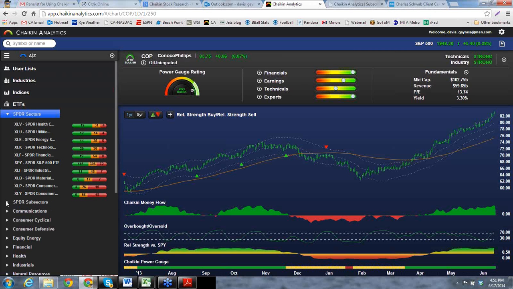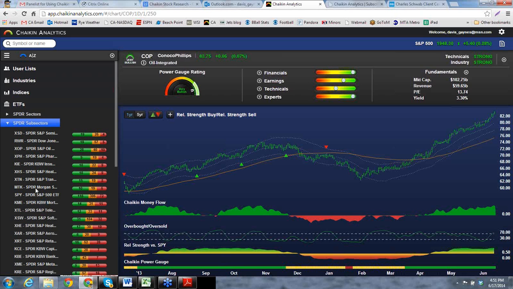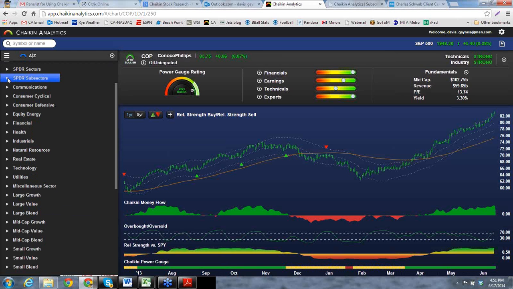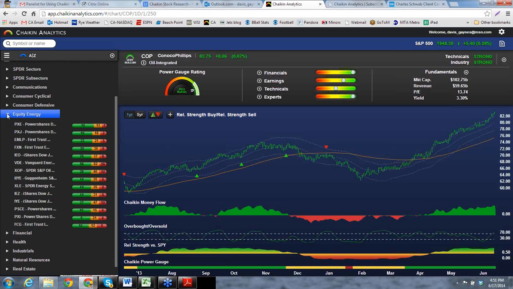So I have the spider sectors, I have the spider subsectors, which is a much longer list. So here we're going to have the Morgan Stanley Technology Fund, Keefe Bruyette & Woods Mortgage Finance, S&P funds, there's a couple of Guggenheim funds, whatever those ETFs are in the subsectors, and then by style and sector. So mid-cap growth, mid-cap value, mid-cap blend, and then sectors like the energy sector.